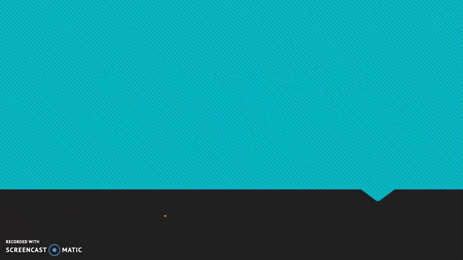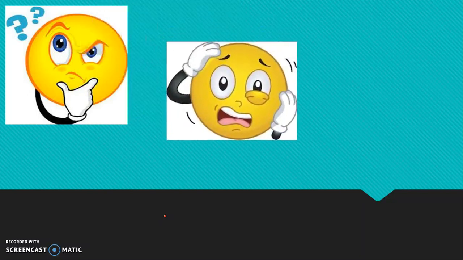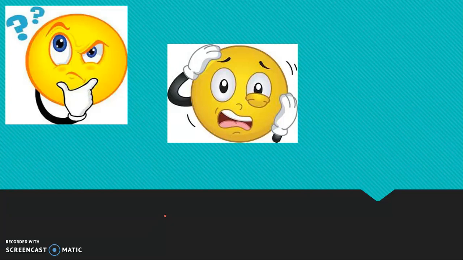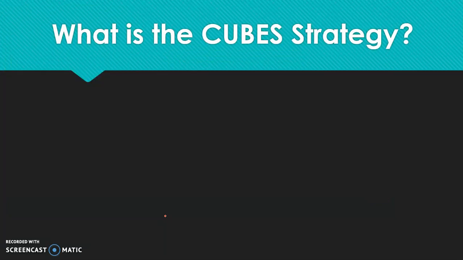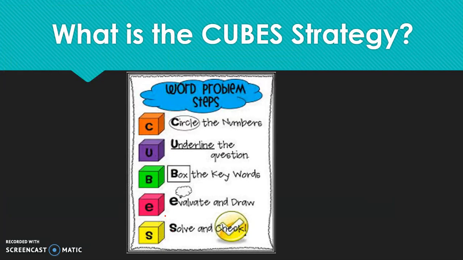Teachers, do you ever notice that your kids may seem confused or overwhelmed when it comes to solving math problems? They may not know where to start or whether to add or whether to subtract. Well, I think I have the solution with the CUBES strategy. Were you wondering, what is the CUBES strategy? The CUBES strategy is word problem steps to help students solve math problems.